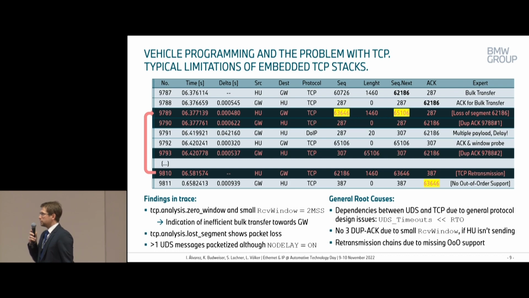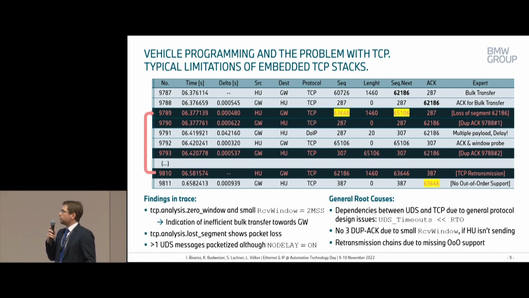So the general finding in the trace: we saw pretty small receive windows, which prevent triple duplicate acknowledgement. Not only that, they prevent an efficient bulk transfer. What else we have been seeing was that we saw lost segments all the time, those loss chains or retransmission chains due to missing out-of-order support. And we saw that UDS messages were packetized even though the Nagle algorithm was turned off, which is also a strong indication that we have timing variations and latency.